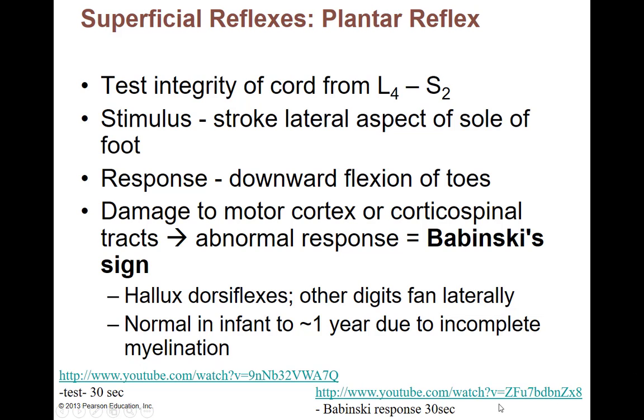I don't remember which one I liked of these. I have two videos. I don't remember which one I liked. I wrote myself a note, the second one.